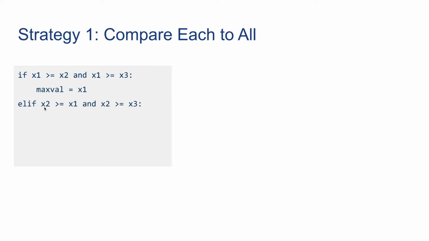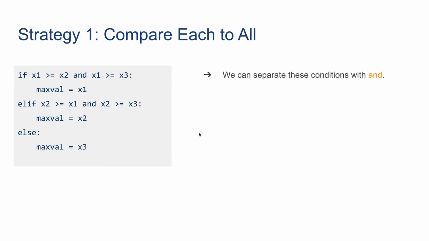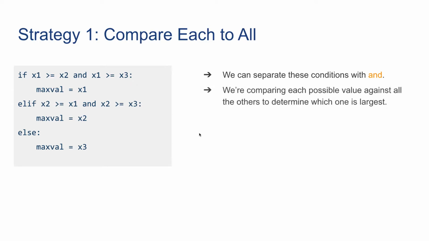If not, we can create a case for x2. So in this case, x2 is greater than x1, and x2 is greater than or equal to x3, and in that case, max value is x2. And if not, if it's not x1, if it's not x2, then it must be x3. So here we use the "and" to separate the conditions, and we're comparing each value against all the others to determine which one is the largest. And let's try this.